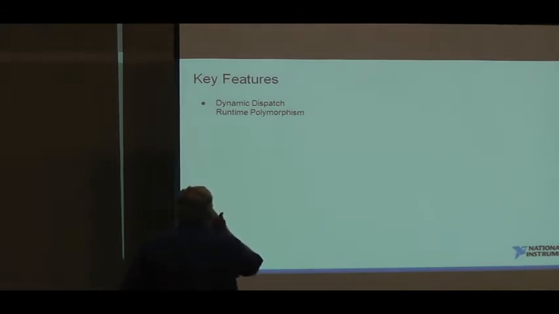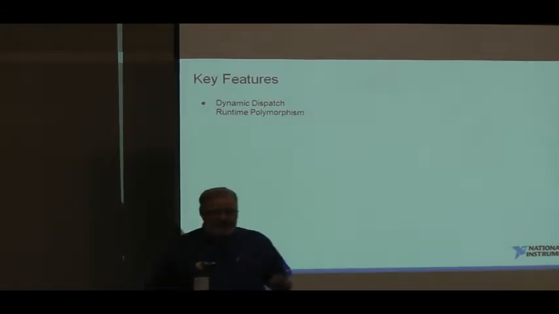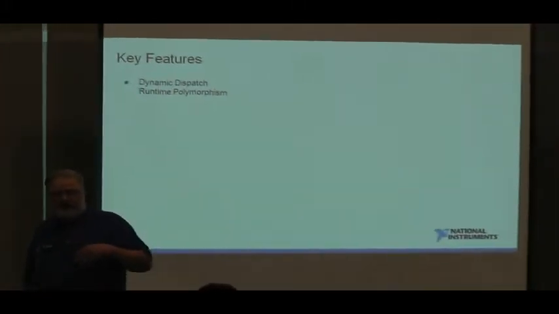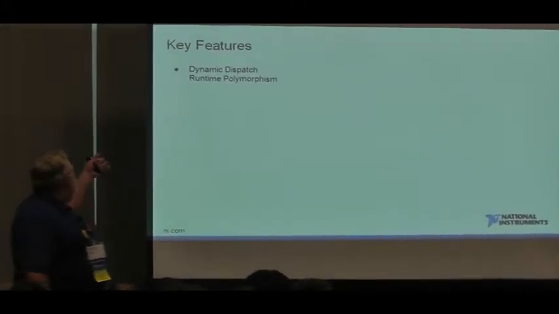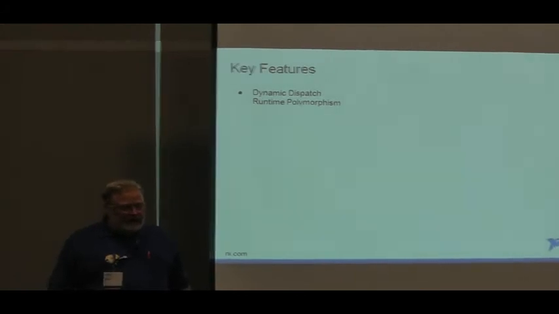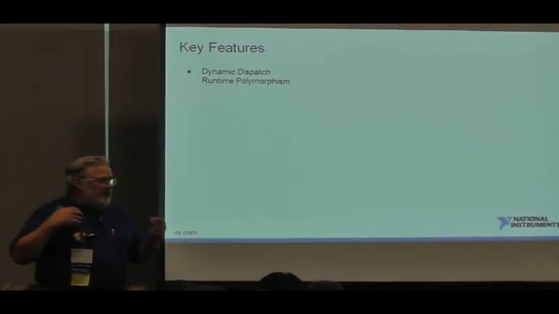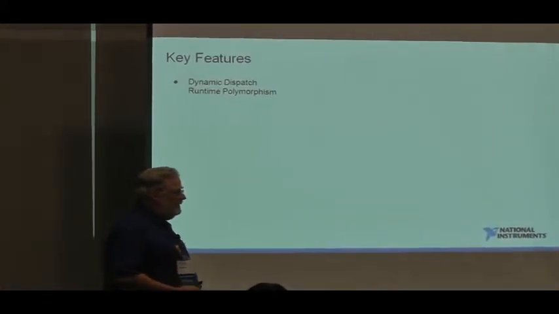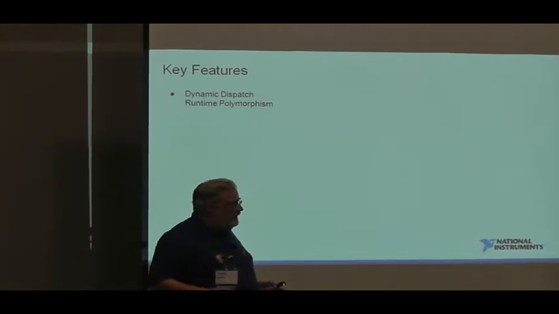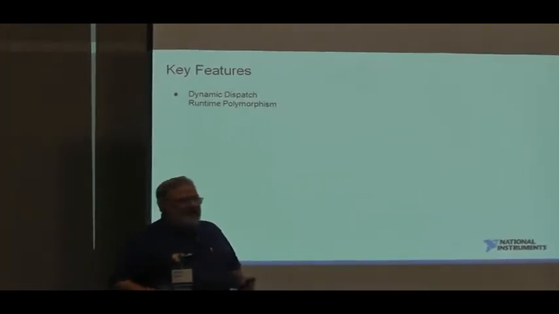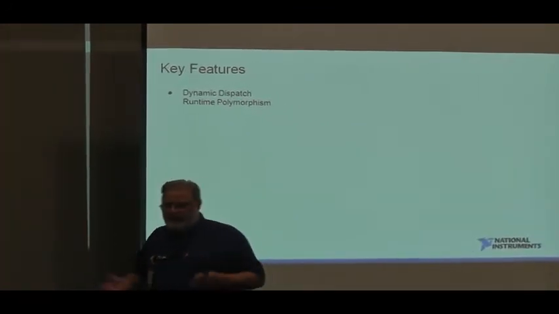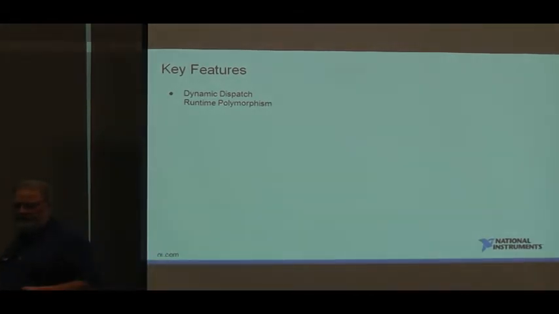Now, some of the key features of object-oriented programming that we need to look at. First of all, there's what's called dynamic dispatch. Dynamic dispatch is probably the one thing that most people get confused over with object-oriented programming. Basically, it's very similar to polymorphism. It's a form of polymorphism.